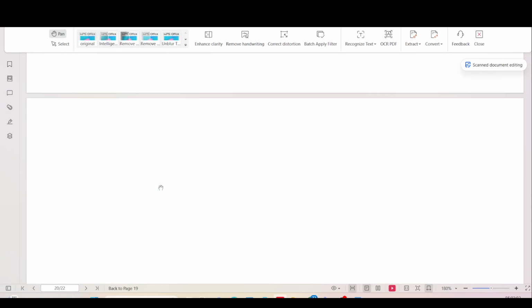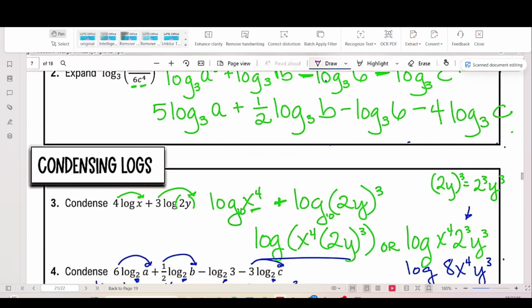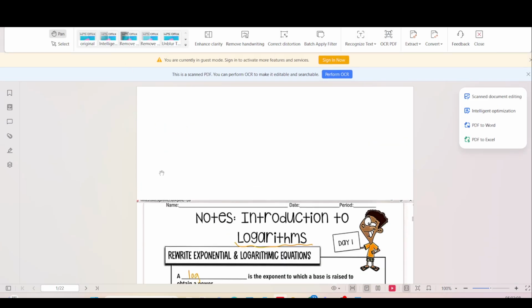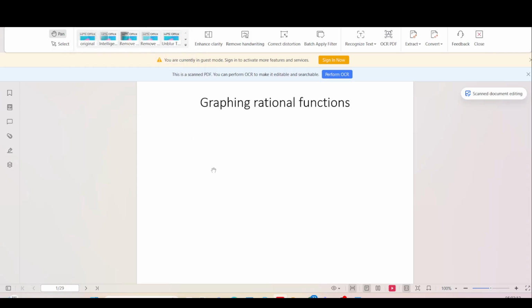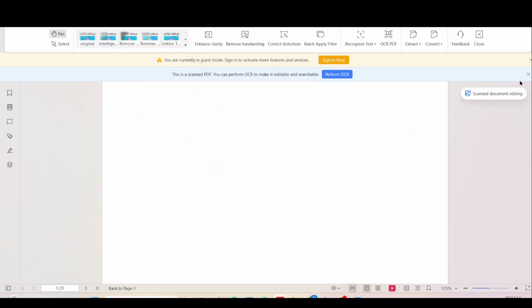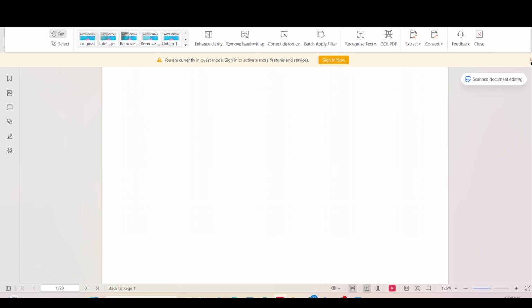So yeah, I think you are able to do this. Maybe. Yeah, so for graphing rational functions, this is important.